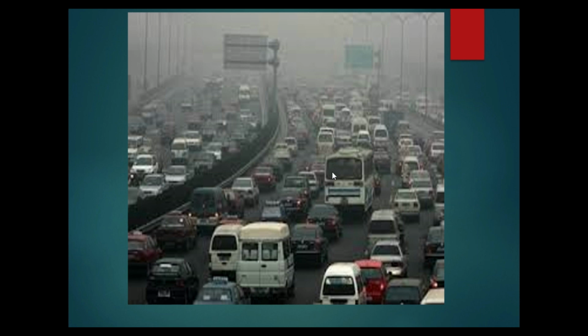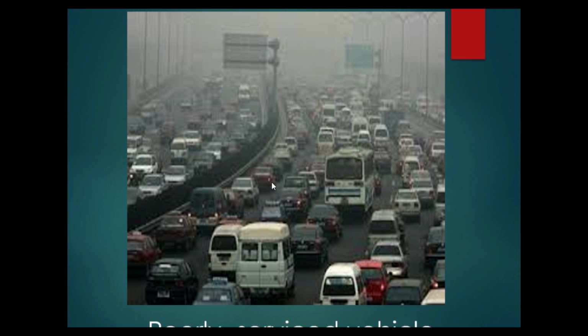We see many cars on a road and the air is almost foggy due to the black smoke of the cars. Yes, why is this happening?